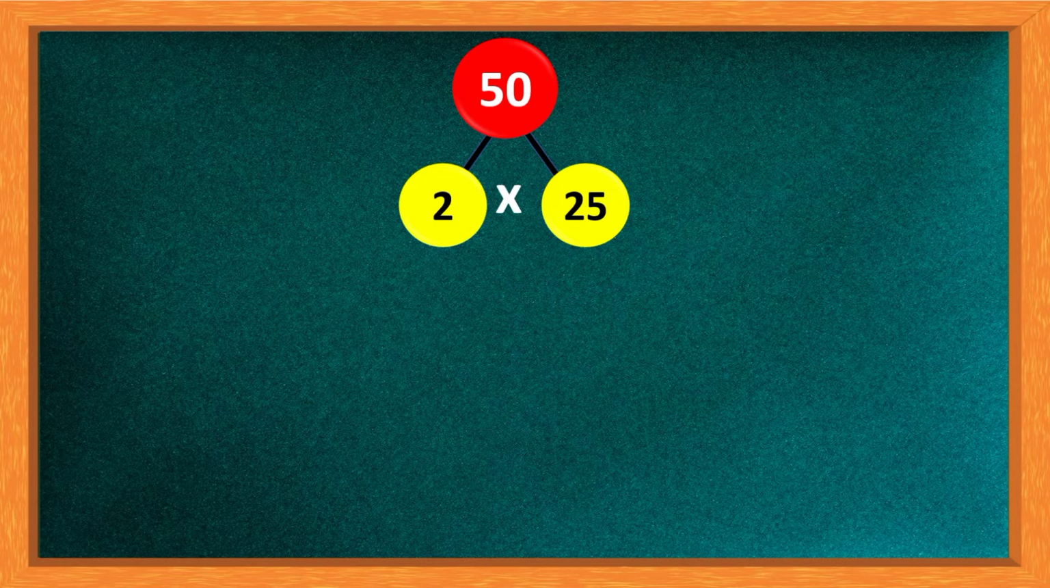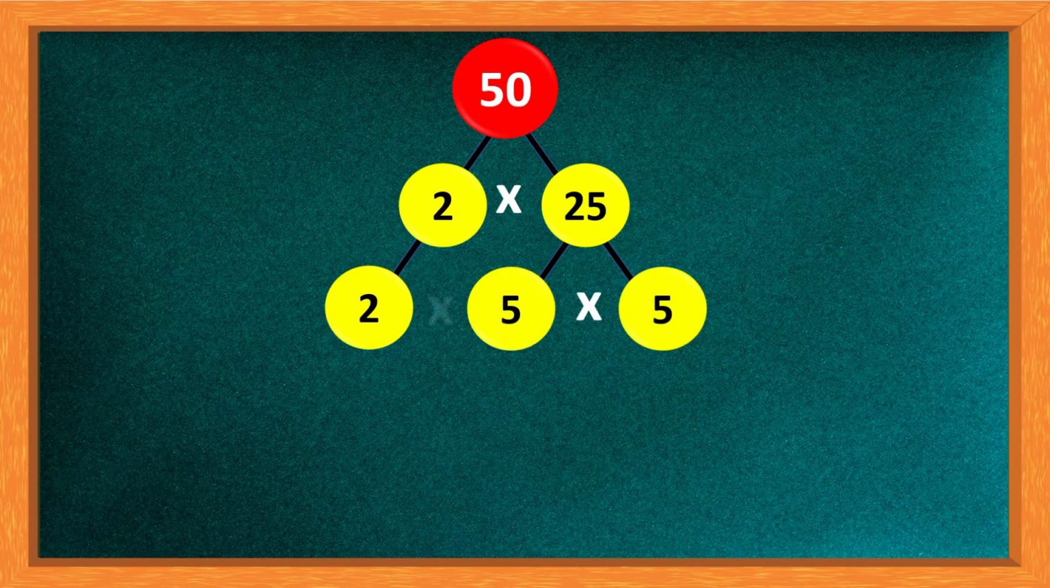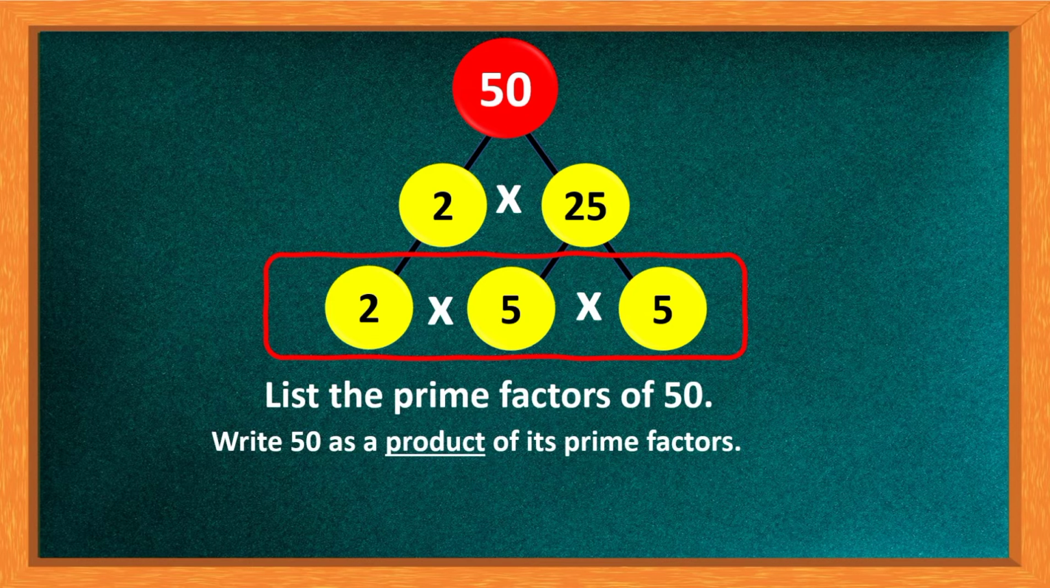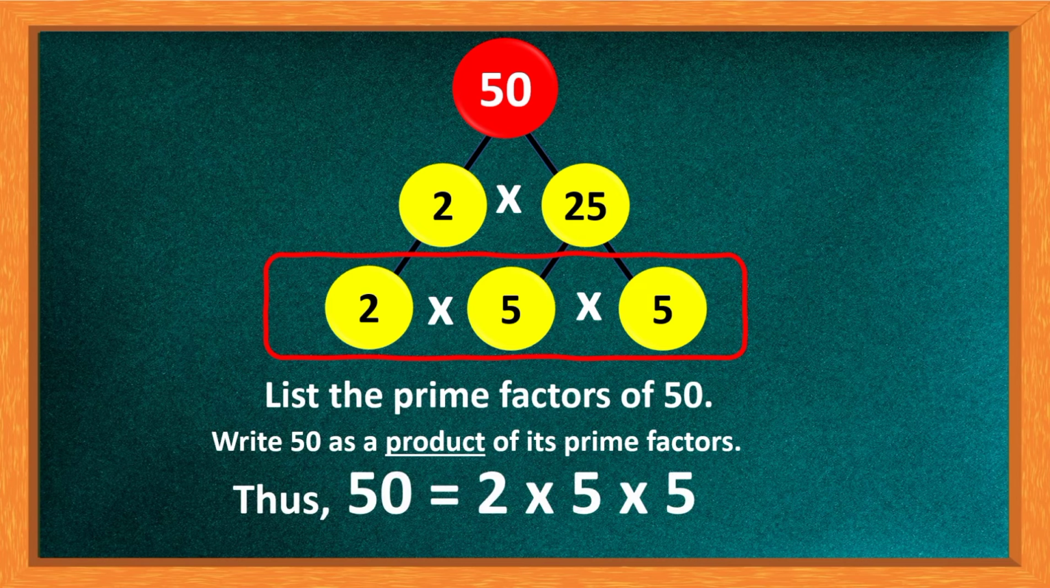To make you understand more, let's work on this one. Let's factor 50. I would like to advise to start with the smallest prime number, which is 2. 50 can be factored by 2 and 25. 2 is already a prime number, so let's bring down 2. Let's factor 25. 25 can be factored by 5 and 5. As you notice, they're all prime numbers now. 2 and 5 are the prime factors of 50. Thus, 50 is equal to 2 times 5 times 5.